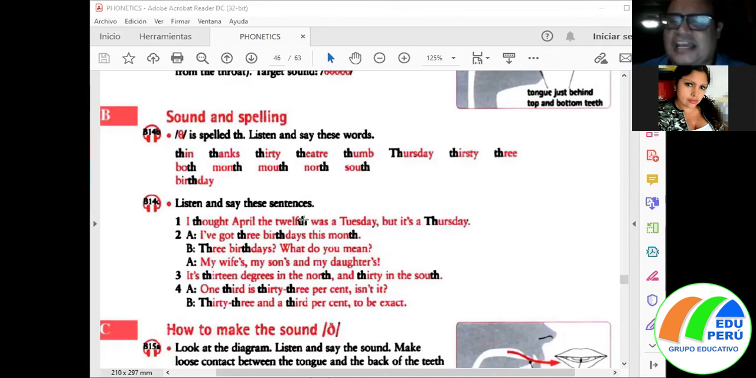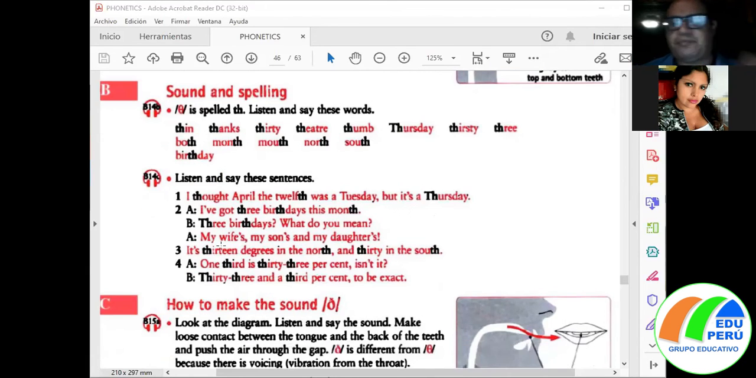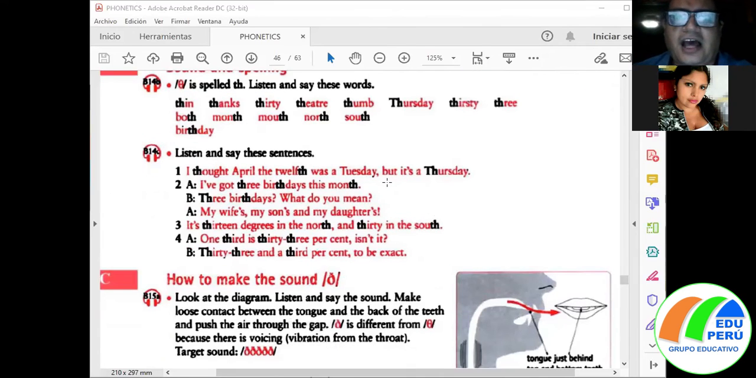Okay, let's pass to the sentences. Number 1. I thought April the 12th was a Tuesday, but it's a Thursday. So you have thought. This is the past tense of think. Think, thought. Twelfth, this is the ordinal number. Don't forget to pronounce the TH. Twelfth. And the last one, Thursday.